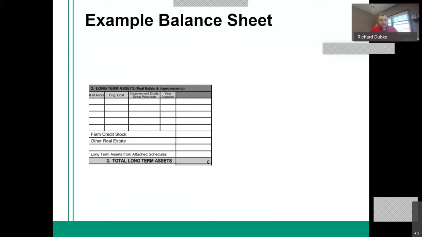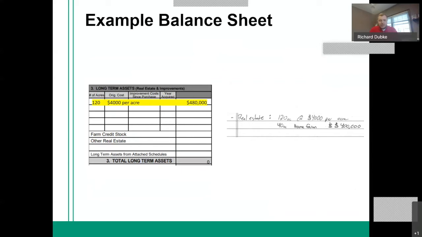So for long-term assets, this is where you have real estate typically. Here he's got 120 acres. He puts a value of $4,000 per acre in there. So then you calculate that out, and then he's got his home farm. For simplicity's sake, he rolled his house, buildings, and his home 40 all into one and just did it as a total value there. So you see that $400,000. Then you've got your combined total of $880,000.